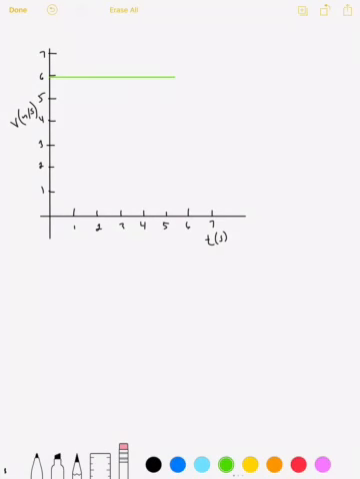I'm going to show you a couple more things that you can find on a velocity time graph. So in this video, I'm going to show you how and why you can find that the area underneath a curve on a velocity time graph is equal to displacement. So the area under the velocity time graph is equal to displacement.